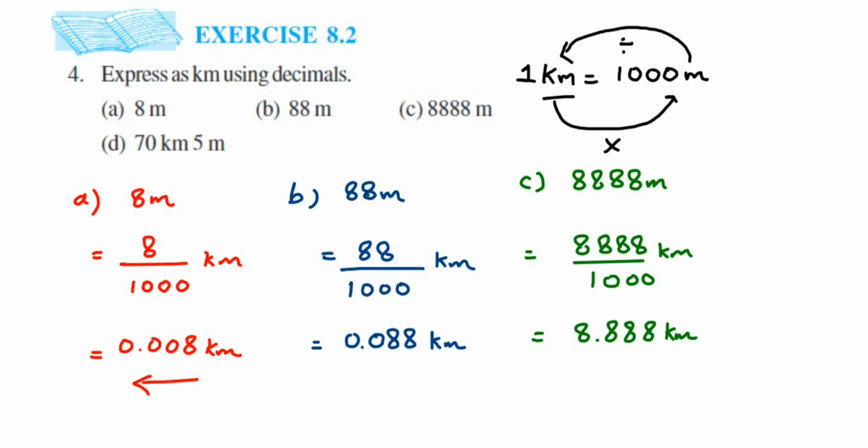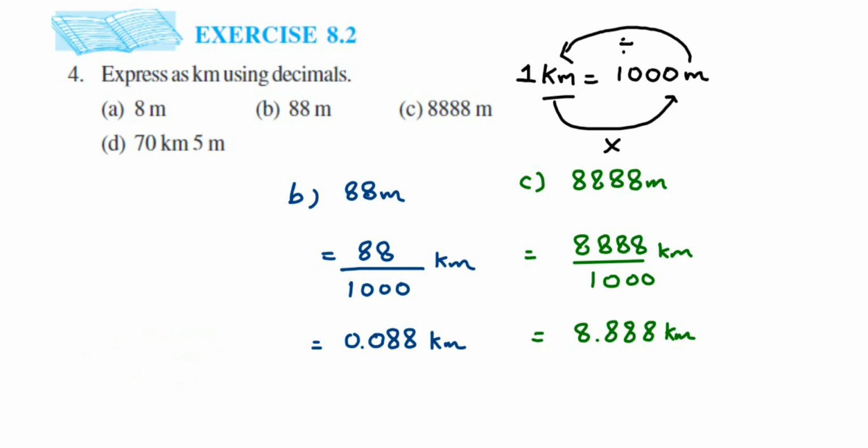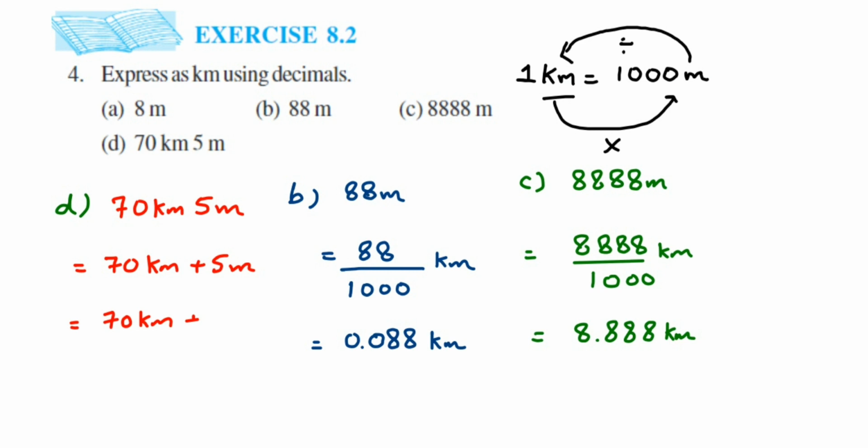Now the last question. This question is a bit different from the previous questions. Here we have kilometer and meter. So when this type of question is given, what you should do is keep the kilometer the same, you just convert the meter part. So this is equal to 70 kilometer plus 5 meter. So convert only 5 meter. So 70 kilometer plus 5 divided by 1000 kilometer.